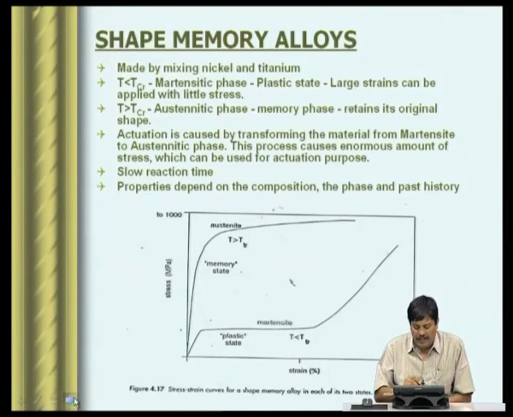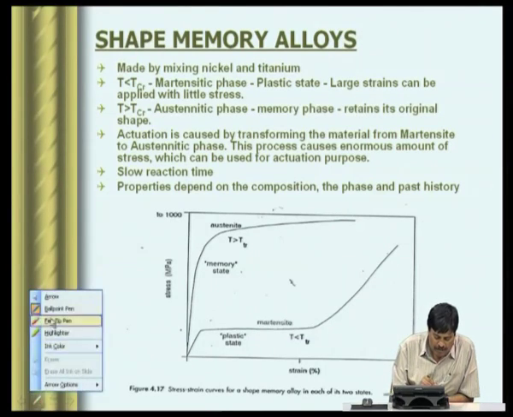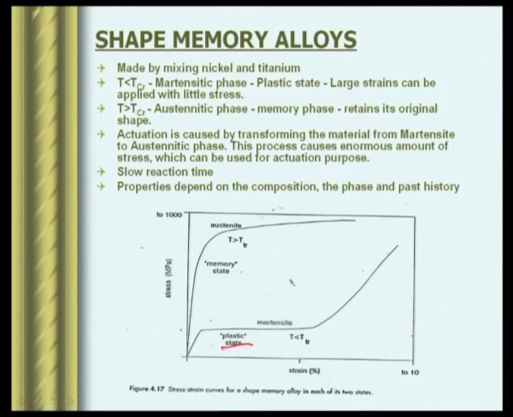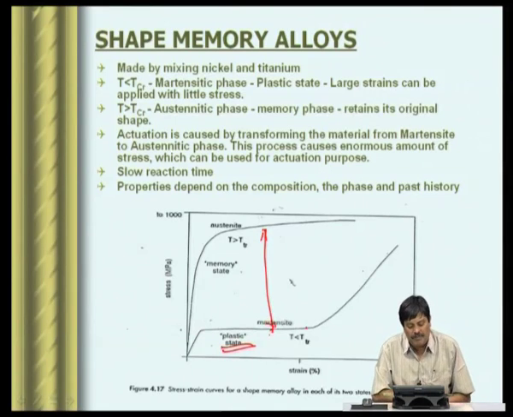So, if you look at it, at normal temperature the material is highly plastic, which is shown here. This is a very plastic state, then it goes here, but when the temperature increases, it goes to the austenite phase. Suppose we actually prevent it, the amount of actuation force available is enormous, the amount of stress that is available is enormous, which can be used as actuation.